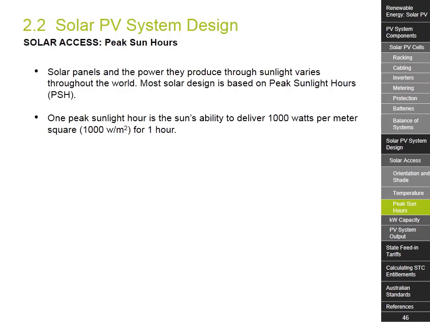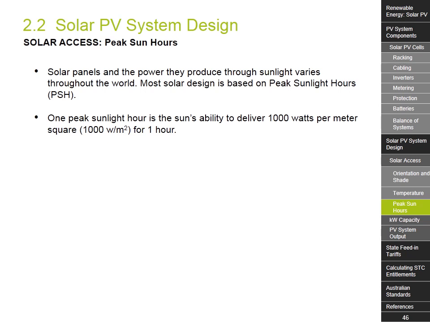The efficiency of panels is affected by construction, shade and orientation, location, temperature, and a host of other variables, which means that no two panels anywhere in the world will operate identically. However, to standardize measurements across the world, the unit peak sunlight hours is used, with 1 peak sunlight hour representing the sun's ability to deliver 1000 watts per meter square for 1 hour. PV system output energy is based on peak sun hours, which is a measure of the available solar energy that occurs at a given location.